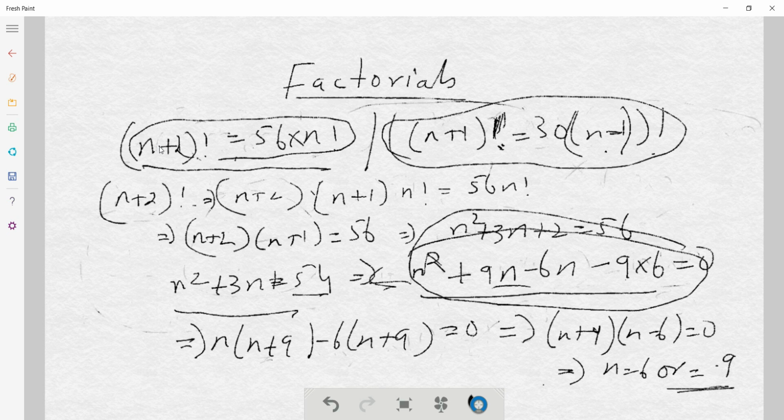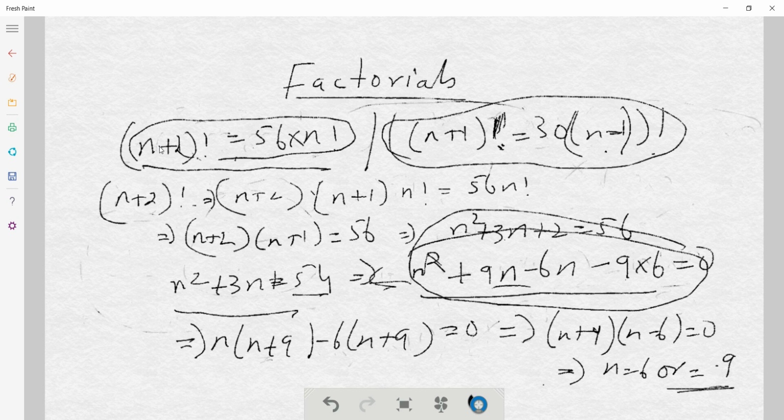So we substitute, and we get a quadratic equation: n squared plus 3n plus 2 equals 56. So now we get n squared plus 3n equals 54. Now use your algebra knowledge. This can be split as n squared plus 9n minus 6n equals minus 9 times 6.